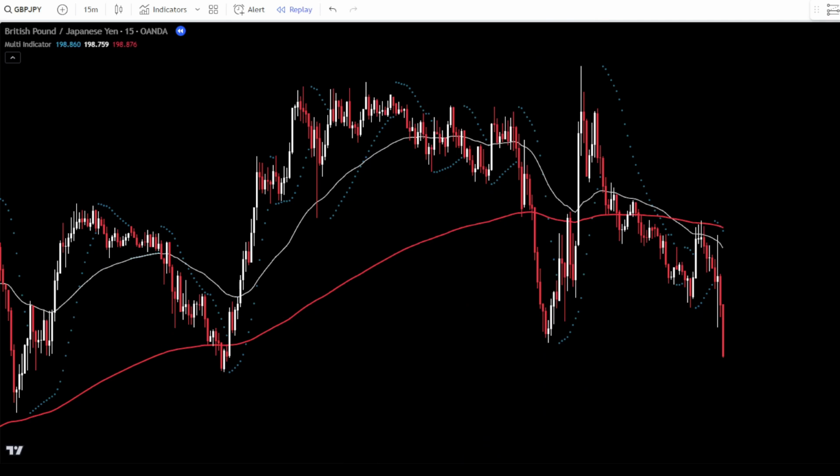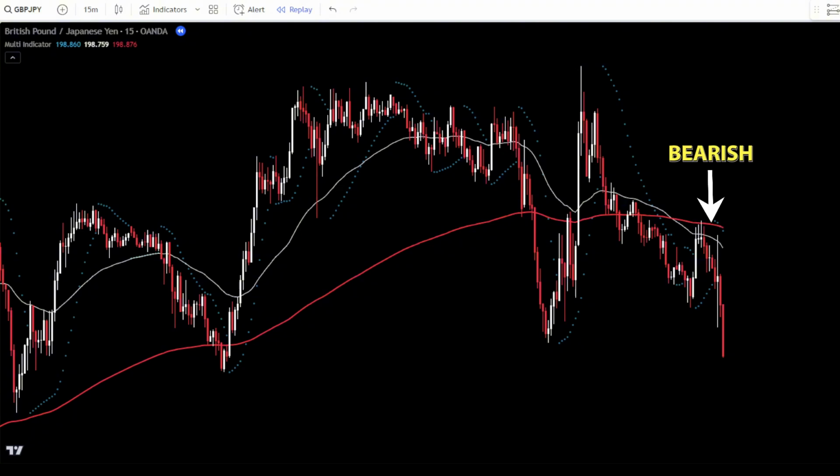We will use this multi-indicator as a trend guide as well as an entry trigger in the market. If the EMA 50 crosses or is above the EMA 200, this indicates a bullish trend. In this situation, your main focus will be finding the best entry points for buy positions.